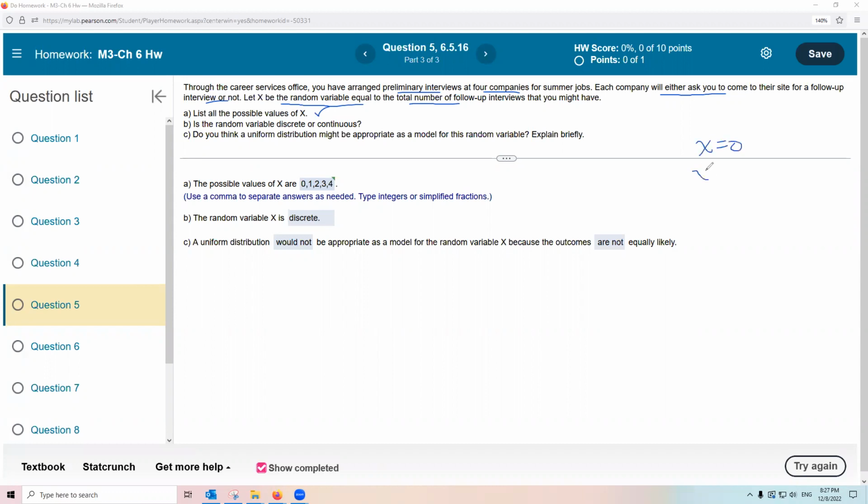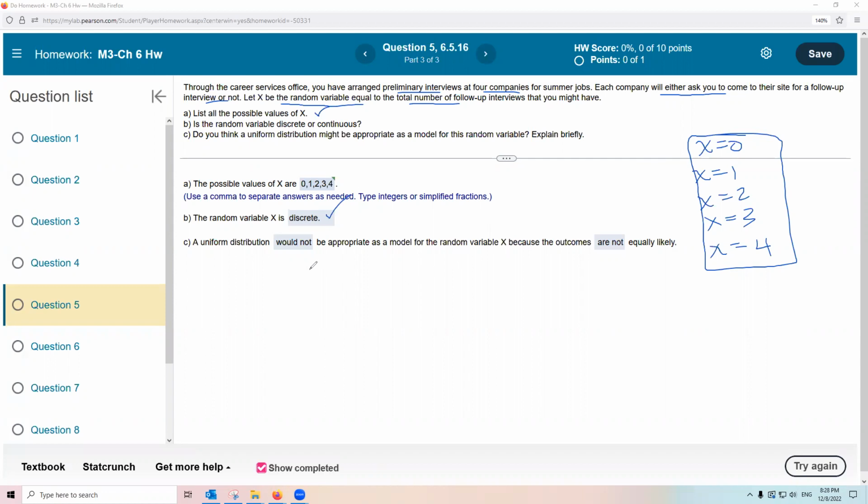Maybe only 1 company calls you. Maybe 2 companies call you, 3 companies call you. Maybe all 4 companies call you. That would be your lucky day. Well, these are the only possible results for X. So those are the different values of the random variable. Now, when these values can only take on certain numbers like this, we call it discrete. So this is going to be discrete.